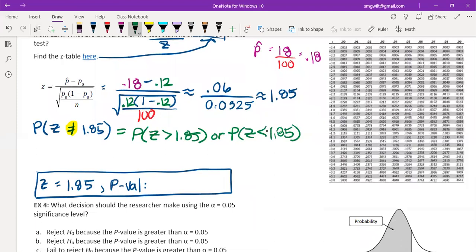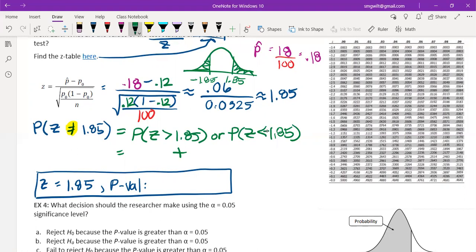So what this means is that I'm going to have to add two p-values together to find this because it's asking if it differs, right? So if it's an or, I'm adding. So I need to find the probability that z is greater than 1.85, and I need to find the probability that z is less than negative 1.85. Okay. So when I'm thinking about this here, I'm looking at this area and this area. The good news is that those two values are actually the same, okay?